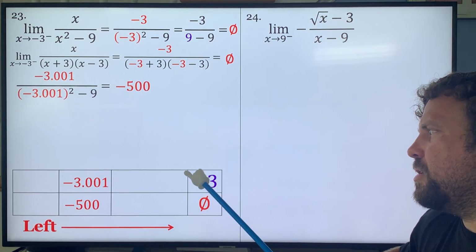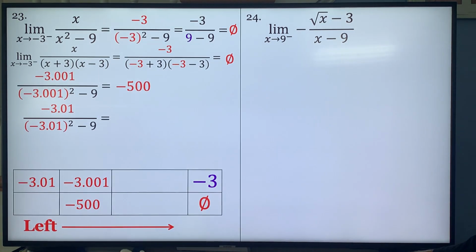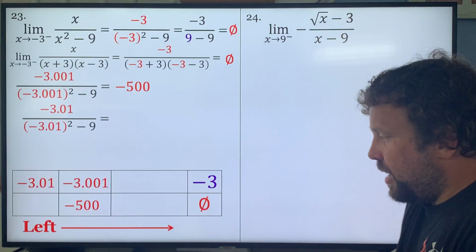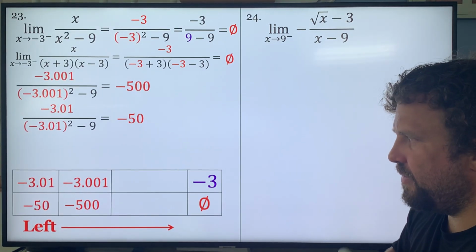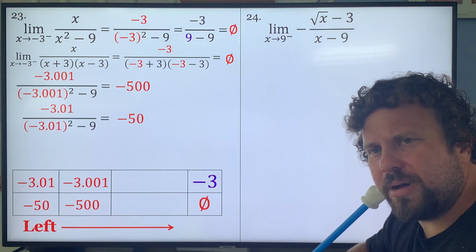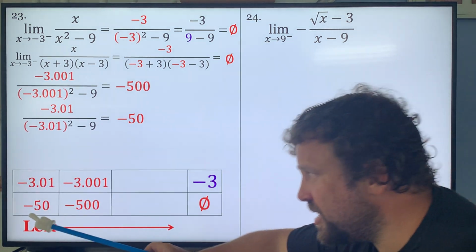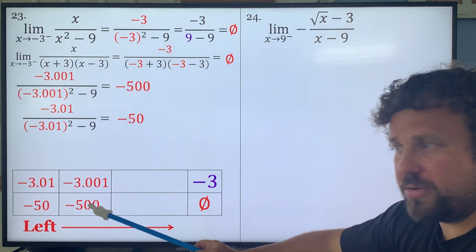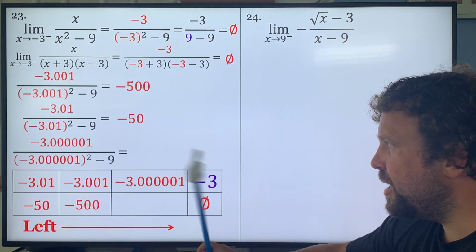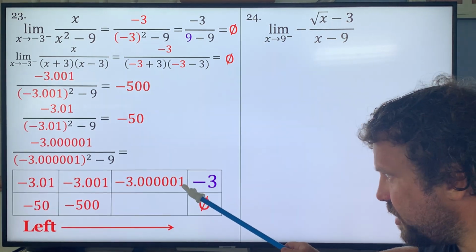So let's pick a number a little bit less than that, negative 3.01. All right, type that in the calculator, you get negative 50. Now you can pick negative 3.1 if you want. In this case, I go, you know what? I really want to show you why this is doing what it's doing. So as you can see, it's jumping up by a factor of 10. Say I pick 3, and you don't have to pick this number. I'm just showing you 3 and a bunch of zeros and a 1.